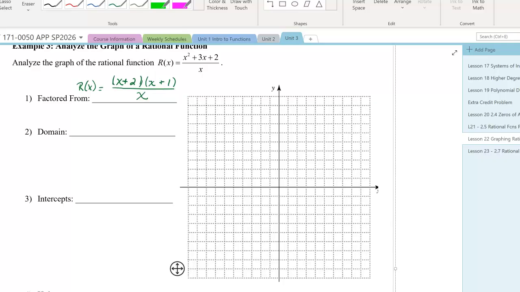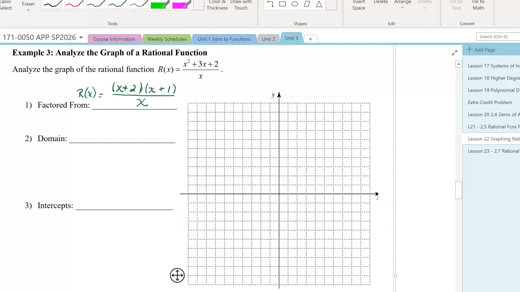All right, moving on to domain. Remember, for the domain, you set the denominator equal to 0, or I'm sorry, not equal to 0. So there's really no work to be done for this one because it's just x. So the domain is all numbers except for 0, which we write in interval notation as negative infinity to 0 and 0 to infinity.